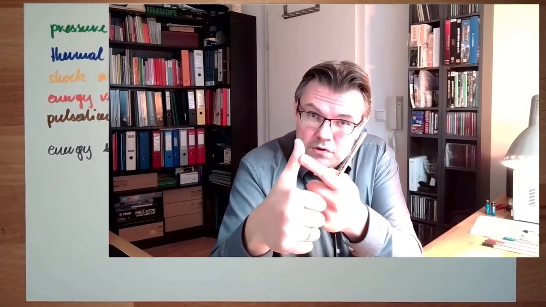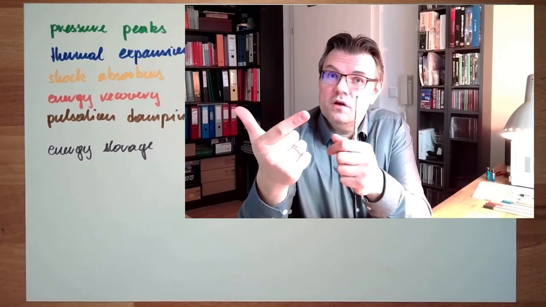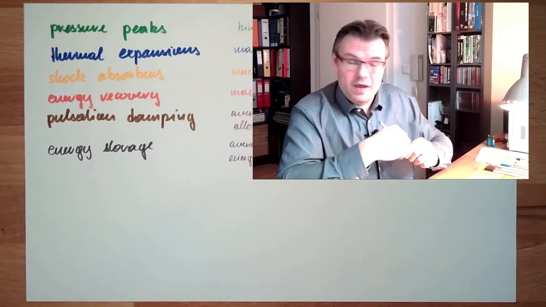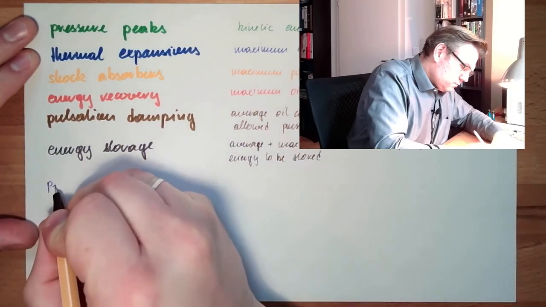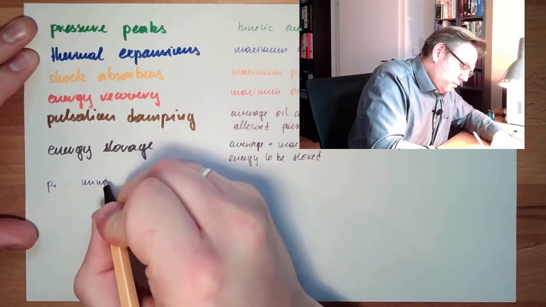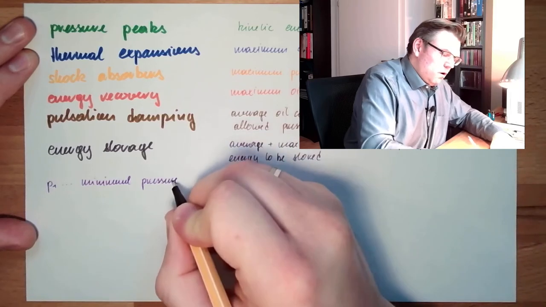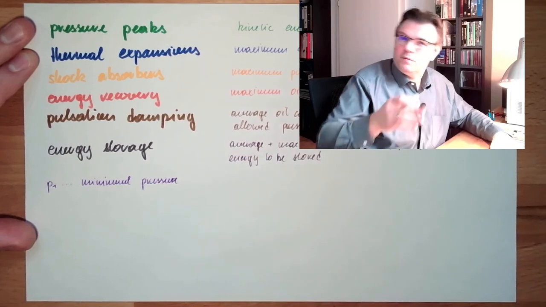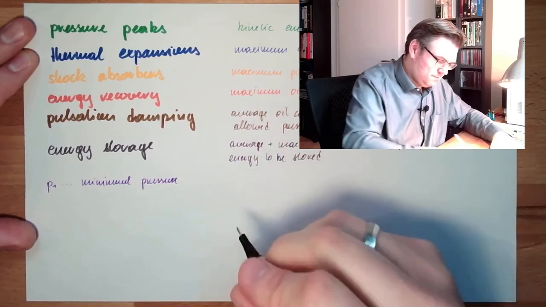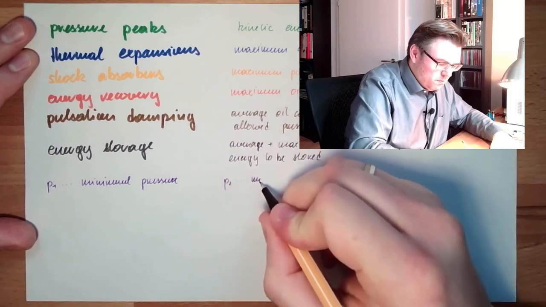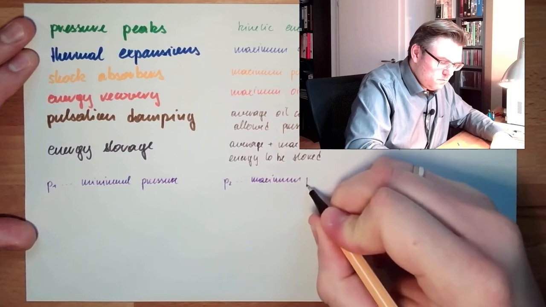Now let's think about what we have here. Usually we have a minimum allowed operating pressure, because there is simply a minimum limit to be able to lift something. And we have a maximum allowed operating pressure as well. These are the two pressure values we have: P1, the minimum pressure, and P2, the maximum pressure. It does not really matter whether it is the gas pressure or the oil pressure, because they are the same.